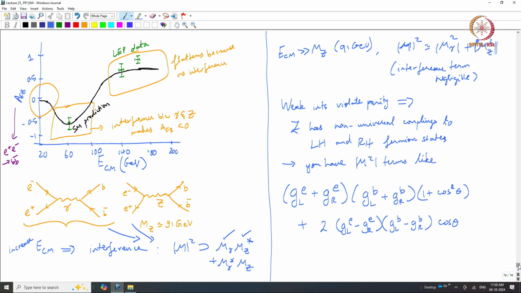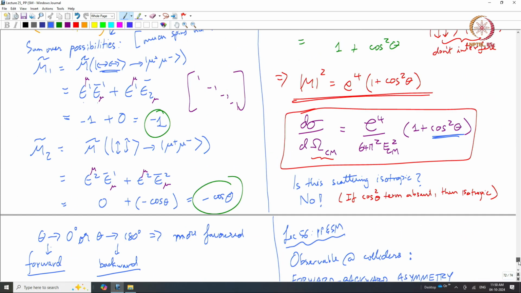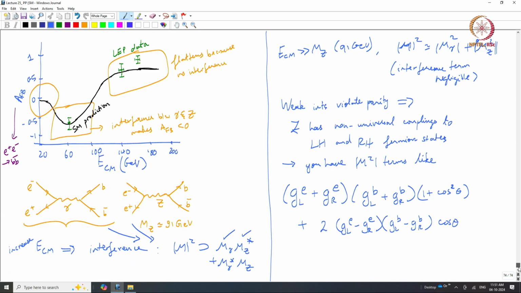Let's now compare this with what we had in the QED case. In the QED case, all I had was just 1 plus cos square theta times e power 4, that's it. I didn't care about coupling to left-handed and right-handed fermions, they were all the same. Ultimately, they all turned out to be e, that's why I have an e out in front, in fact e power 4. But I don't have that luxury here, so you have to write it in this way. And notice that this is still consistent with what we see in QED.